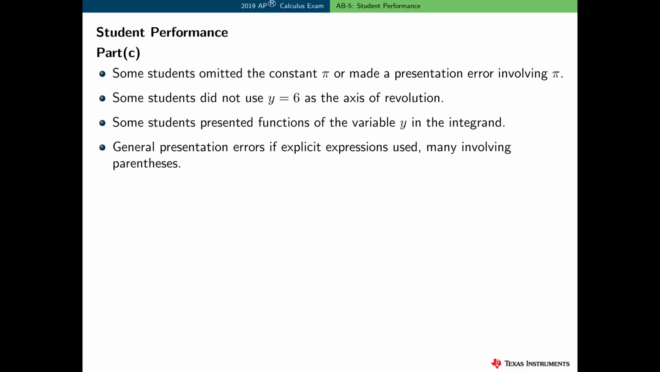In Part C, some students omitted the constant pi, or if they presented pi in the integrand, they made a presentation error, often involving parentheses. Some students did not use y equals 6 as the axis of revolution. For example, some used y equals 2 or y equals 7, and I'm not sure why. Some students presented functions of the variable y in the integrand. And there were some general presentation errors if explicit expressions were used, instead of the function names g of x and h of x. Now, most of these errors involve parentheses, which made the integral ambiguous.